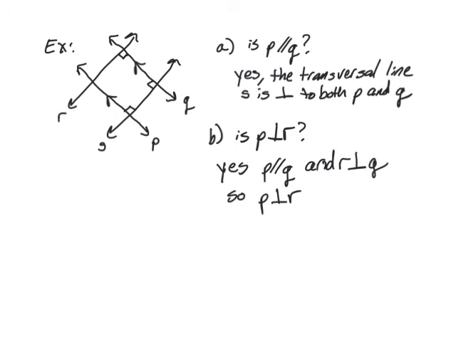Okay, so that's the type of question you're going to have to do in your homework. And the next part is constructing a perpendicular bisector, so we can construct right angles and perpendicular lines.